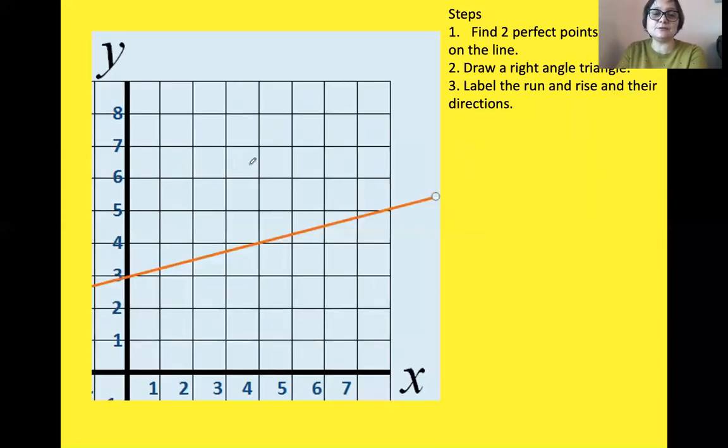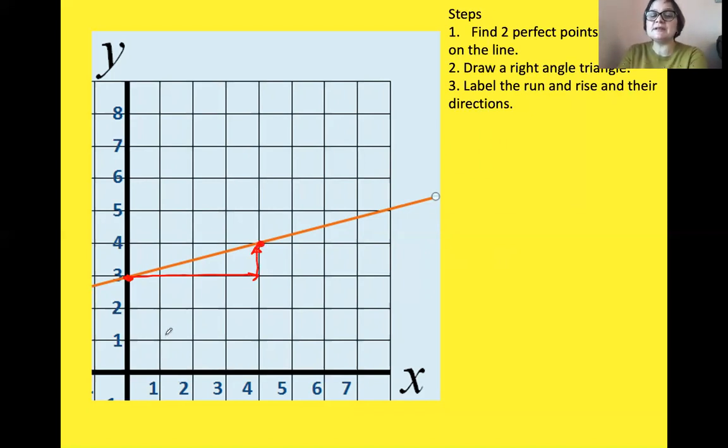And this is the last one. So two perfect points. So let's have a look at the line. So I see this one here is a perfect point, and this point here, it is a perfect point. Let's build the right angle triangle. I'd like to start from the left point, and then I go to the right, I stop, arrowhead, right, without lifting the hand, go up, arrowhead, just like that, and stop.